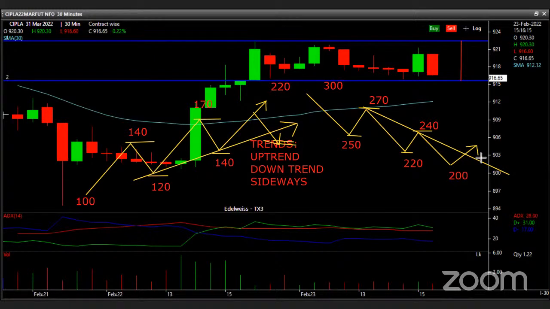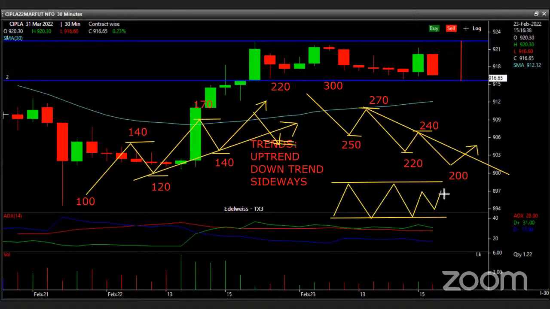Then what is sideways? Sideways means when a stock gets stuck between two prices, neither range is broken, the stock is hovering in between the two. So this is an example of a sideways movement.